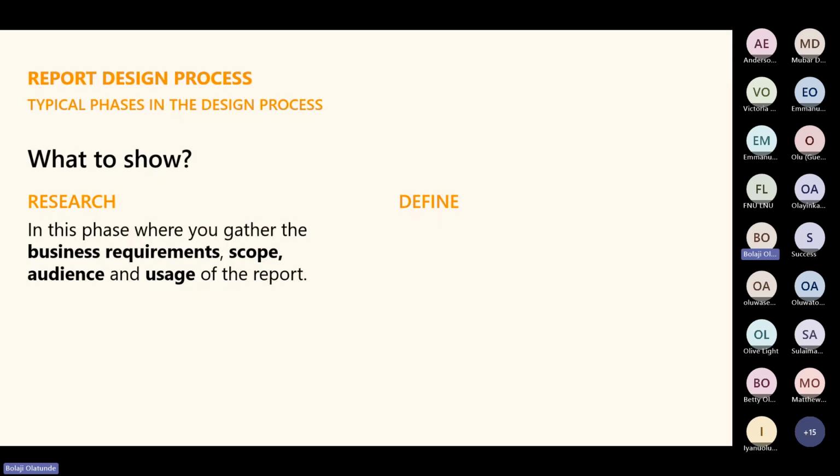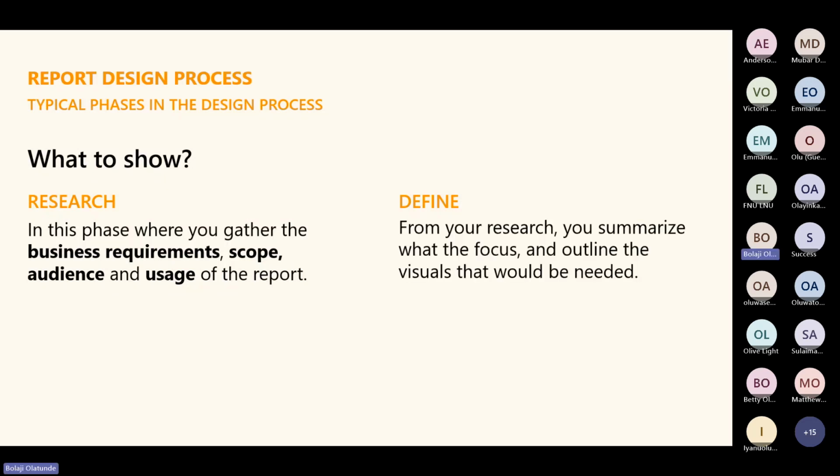Next phase is where you now define. So in this definition stage, you're basically taking everything that you've researched and outlining it in a much clearer way to serve as a blueprint for your design going forward. So when you've got your business requirement, you say, I'm designing a report that is supposed to help my sales managers understand how their sales reps are doing, understand which sales rep is lagging, and know when to reach out to a sales rep.